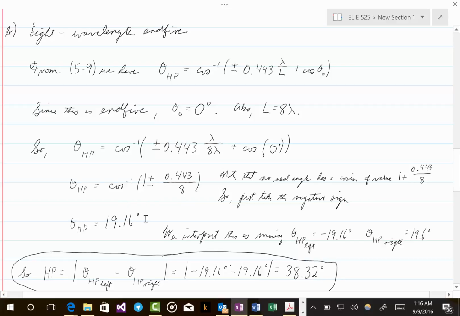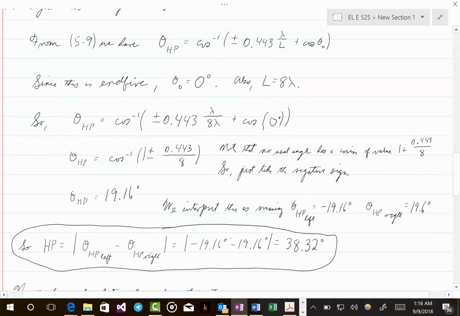But now we have only one angle, so how are we going to get the half power beam width? Well, remember, we're looking at the end fire case, so the beam maximum is at 0 degrees. And so the way we interpret this 19.16 degrees is we say theta HP left is negative 19.16 degrees and theta HP right is positive 19.16 degrees. So it's going to be symmetric about our angle for the maximum, which of course is 0 degrees, and so that's how we get this minus and plus 19.16 degrees.